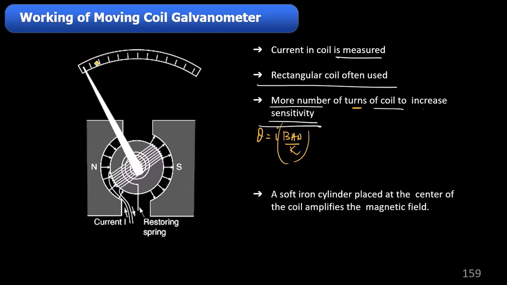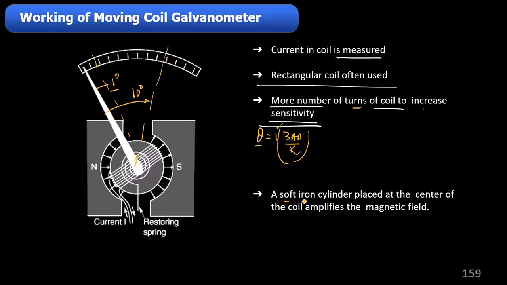If I could see only a small deflection, say 1 degree, that is quite difficult to measure. So if I say the full scale deflection is, let us say, 10 degree, 10 degree is a large value that can be measured properly without any appreciable error. So in order to increase the sensitivity, theta should be more.